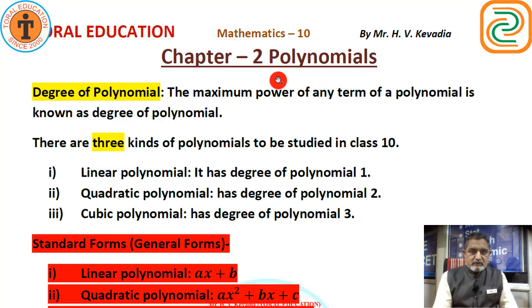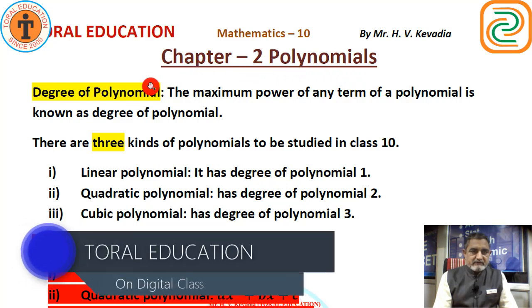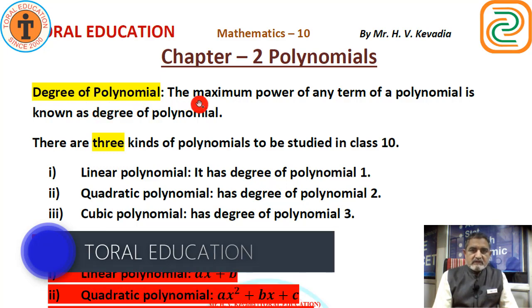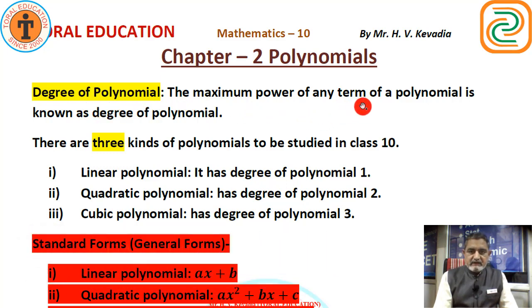Friends, what are polynomials and what is the degree of a polynomial, we will see in this chapter. So first of all, degree of a polynomial. The maximum power of any term of a polynomial is known as the degree of the polynomial, right? This we learnt in class 9. Also, there are three kinds of polynomials to be studied in class 10.